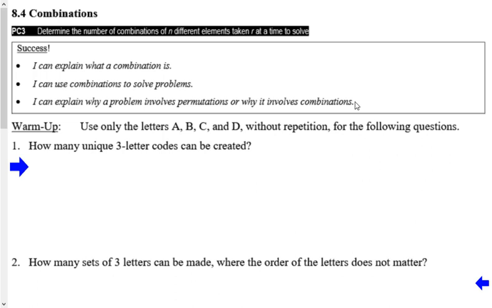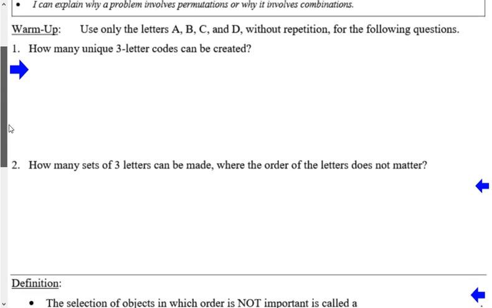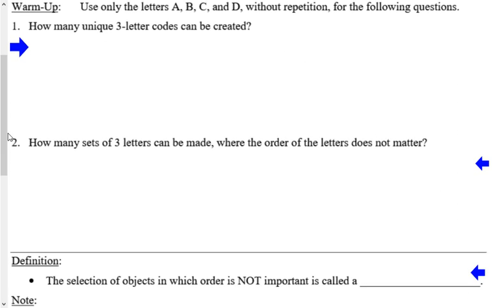So today we're going to look at combinations. And all of the measures of success talk about combinations. We don't know what it is yet, so I won't go over those. But I'd like you to do these 2 warm-up questions and see what you get. And then we'll compare our answers.